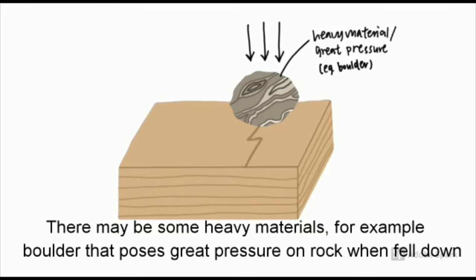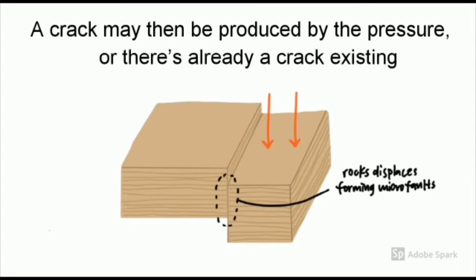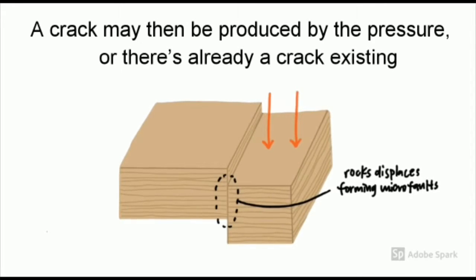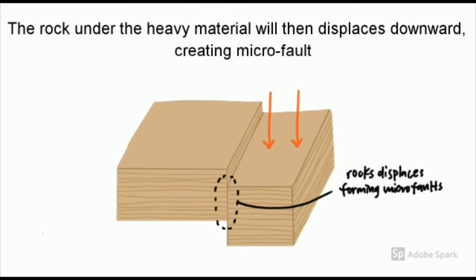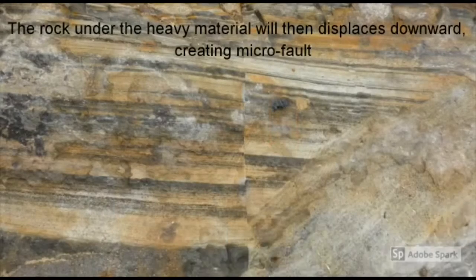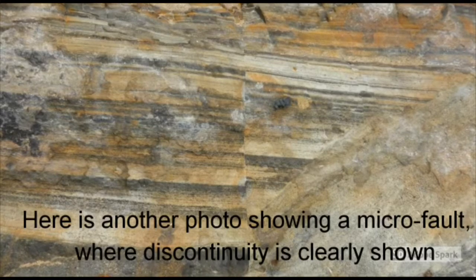There may be some heavy materials, for example boulder, that poses great pressure on rock when fell down. A crack may then be produced by the pressure, or there is already a crack existing. The rock under the heavy material will then displace downward, creating a microfault. Here is another photo showing a microfault, where this discontinuity is clearly shown.